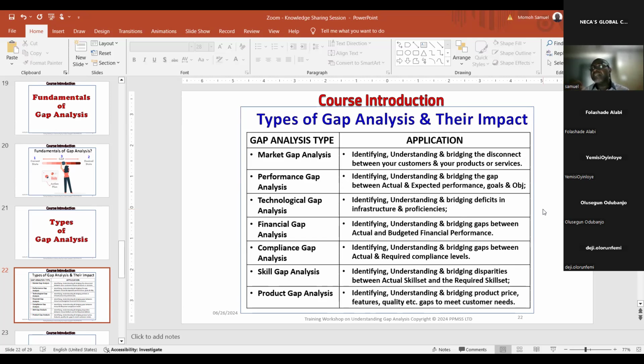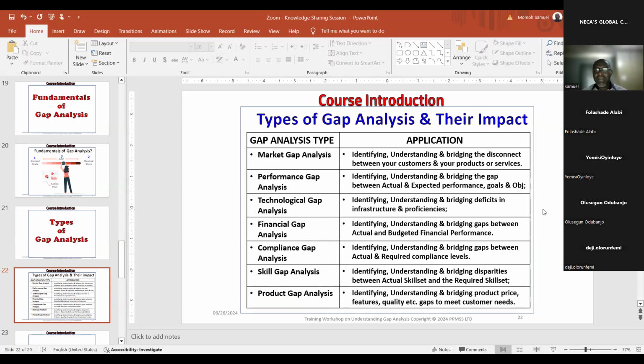In terms of permits, licenses, registrations with statutory bodies or industry regulators, or the professional bodies to which you belong, these are the things you address under compliance gap. So remember, we've talked about gap having to do with comparison, comparing your actual with the expected.